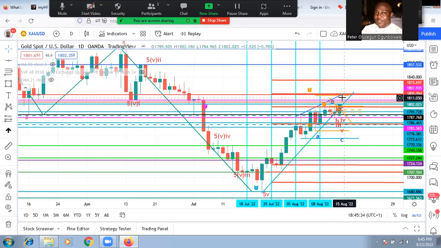but it may break the top, and that will make it a leading diagonal. If it's a leading diagonal and it breaks the top, then this one is going to come down to at least 75.6 before it turns up again. But otherwise, if it's an ending diagonal without breaking the top, it's going to break low again. That is what we should expect.